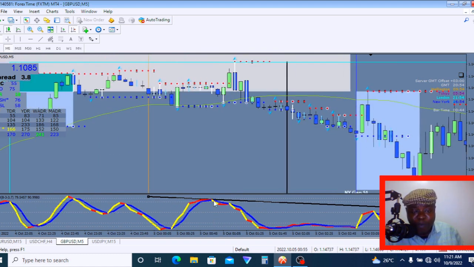This is where I got the engulfing pattern from here. I drew it from 1 hour. I drew a line from 1 hour. This is where I got my engulfing pattern around this place. So immediately the engulf around here, look at what happened from here.